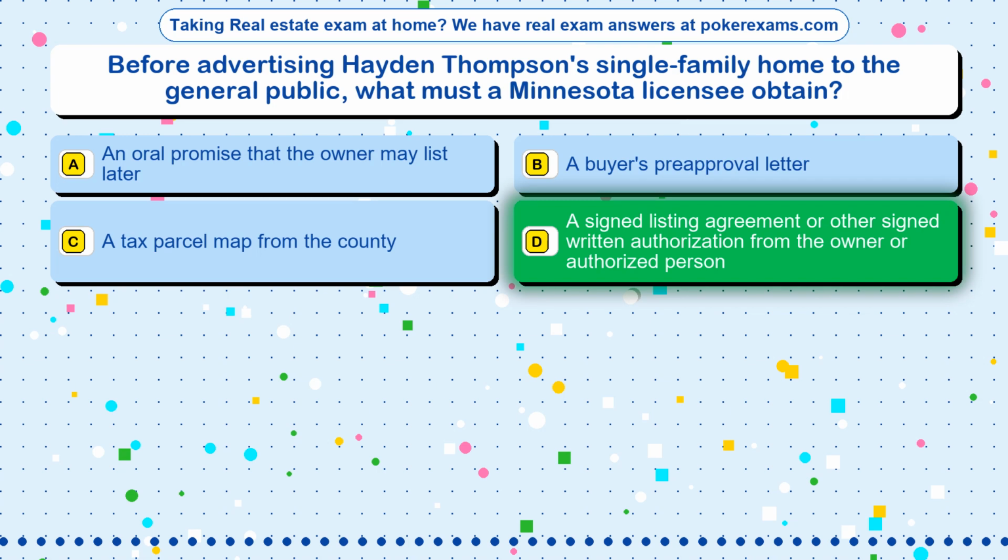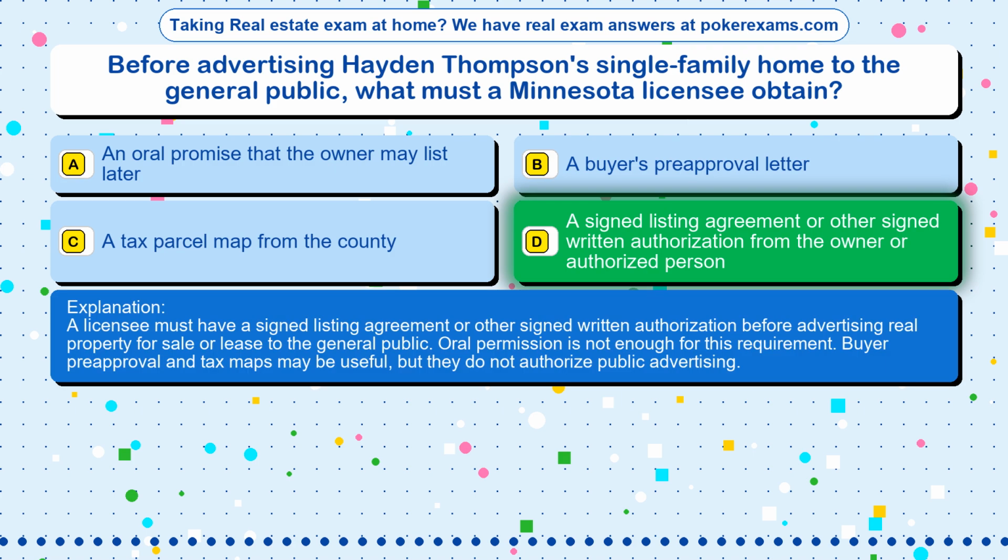The correct answer is option D, a signed listing agreement or other signed written authorization from the owner or authorized person. A licensee must have a signed listing agreement or other signed written authorization before advertising real property for sale or lease to the general public. Oral permission is not enough for this requirement. Buyer pre-approval and tax maps may be useful, but they do not authorize public advertising.